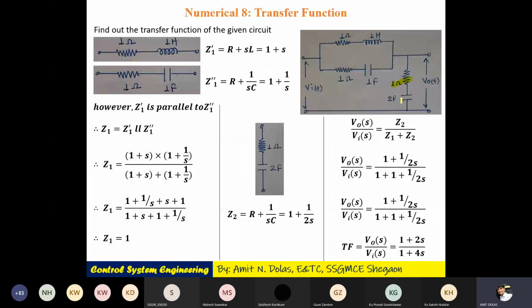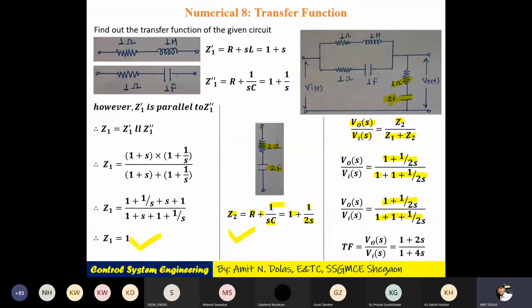Now coming to the other branch here. This resistance and this capacitor are in series. So for that I will say it is Z2. So Z2 will be the series of R plus 1 by SC. Putting the value of C, that is 2 farad here, it will be 1 plus 1 by 2S. So now I have Z1 as well as Z2, and we know the transfer function: VO of S upon VI of S is equal to Z2 by Z1 plus Z2. Putting the value of Z2 in the numerator, that is 1 plus 1 by 2S. In the denominator, I have Z1 value 1 plus Z2 value 1 plus 1 by 2S.